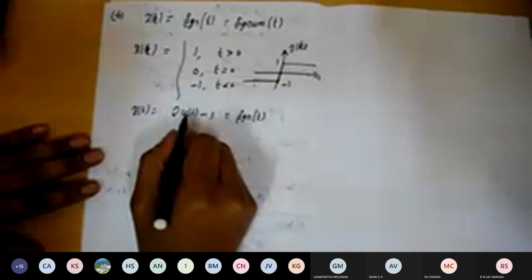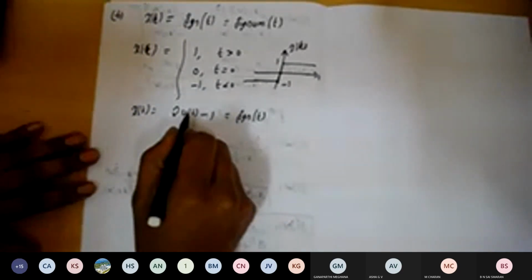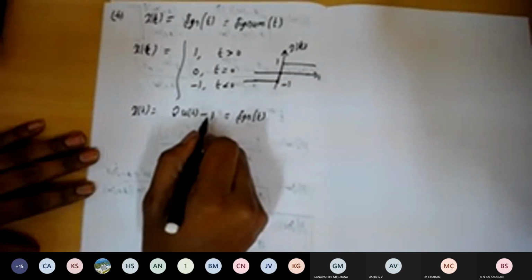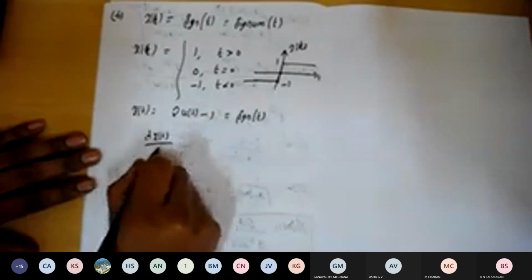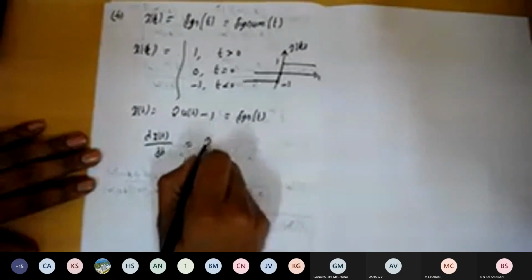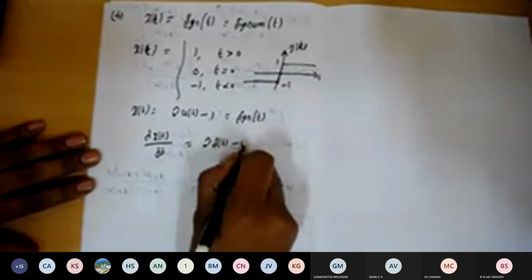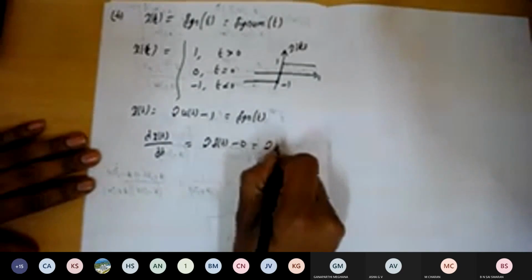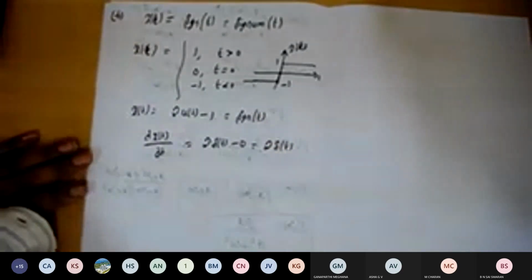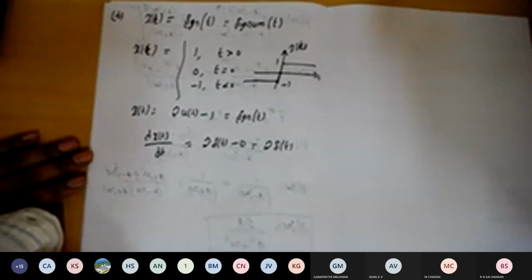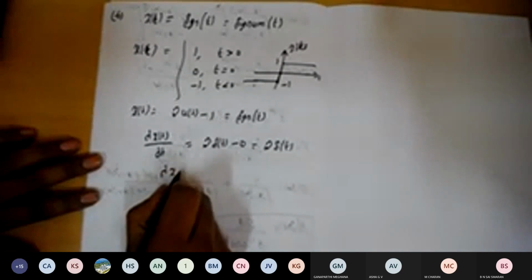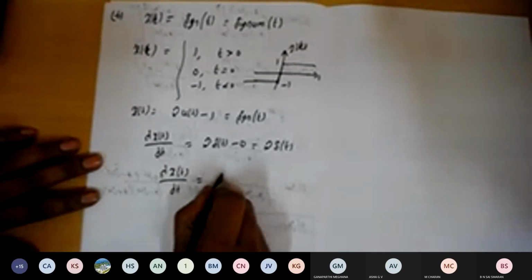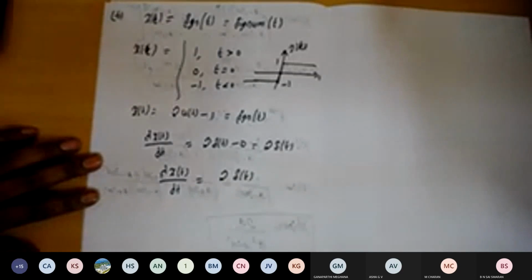You might have studied in your elementary signals that the differentiation of the unit step function is the impulse function, and the integration of the impulse function is the unit step function. So I'll differentiate both the sides here. dx of t divided by dt will become 2 into delta of t minus 0, which is 2 into delta of t. So dx of t by dt is equal to 2 into delta of t.